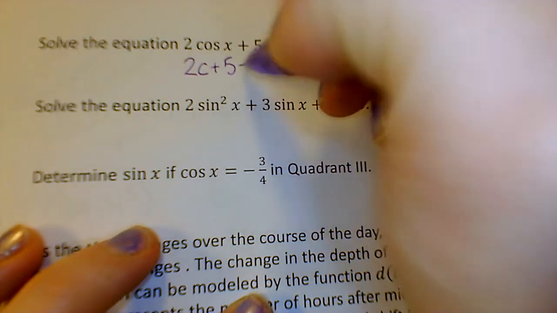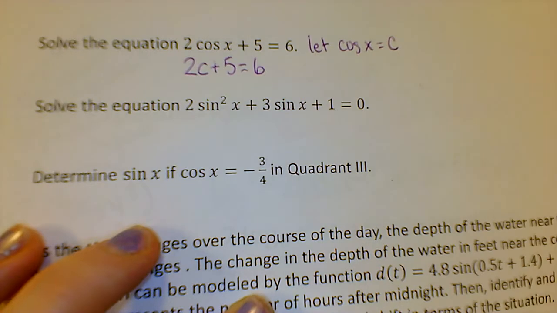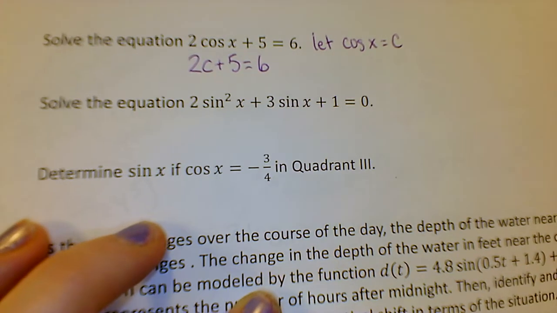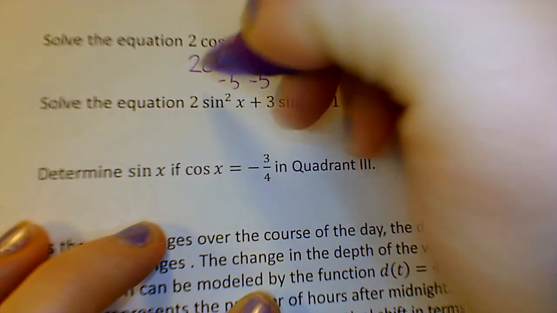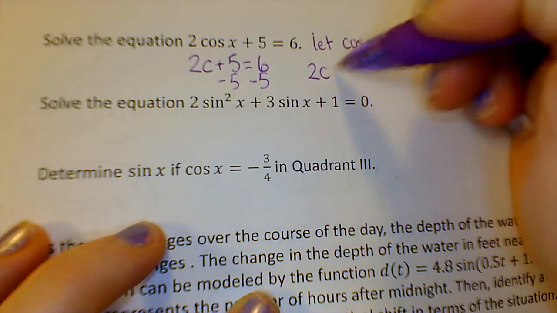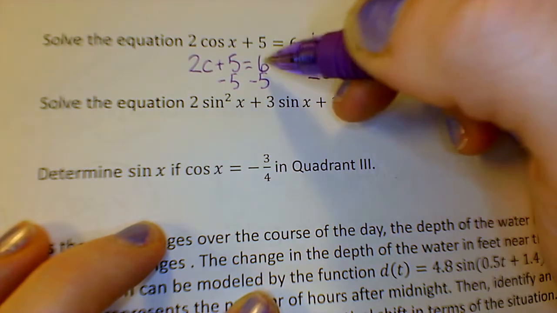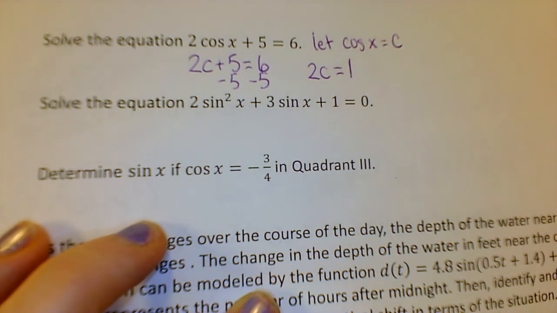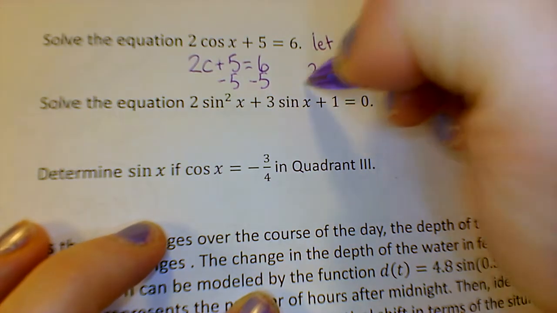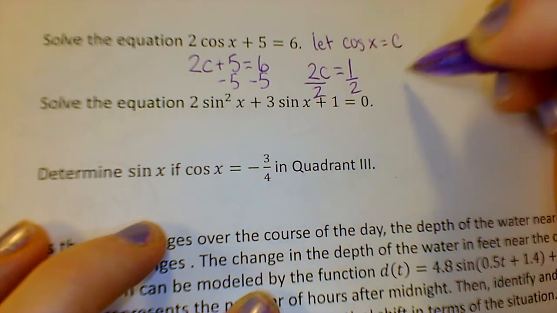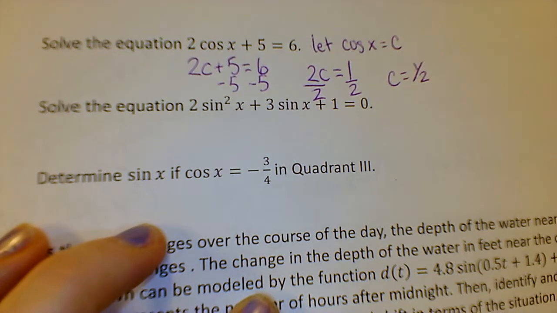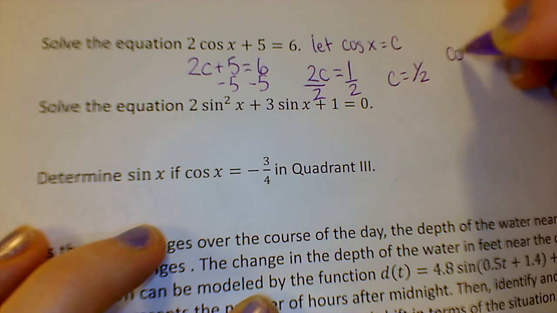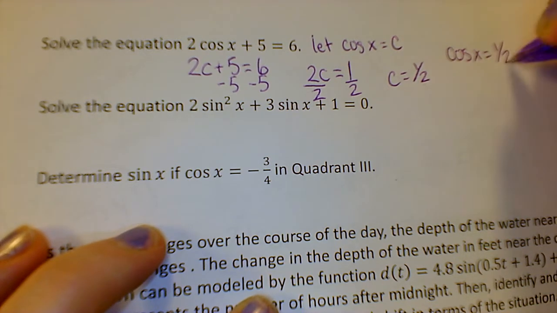So 2c plus 5 equals 6. Then I'm going to work to get c by itself. First thing, I'm going to subtract 5, so I get 2c equals 6 minus 5, which is 1. Then the last thing I'm going to do is divide by 2, and I get c equals 1/2. That's fantastic, but it's not an answer. c was cosine, so I'm going to replace that with cosine x equals 1/2.